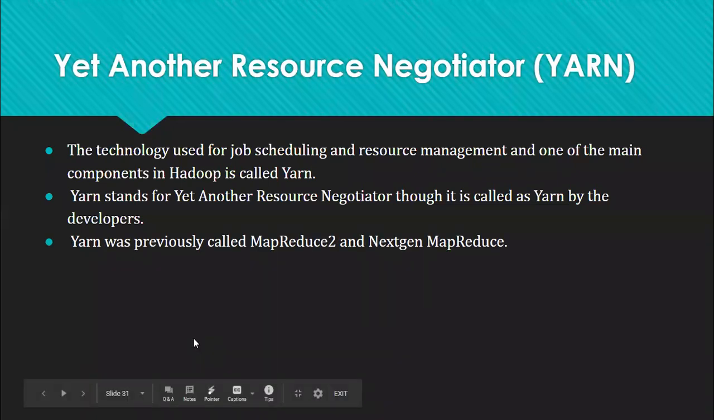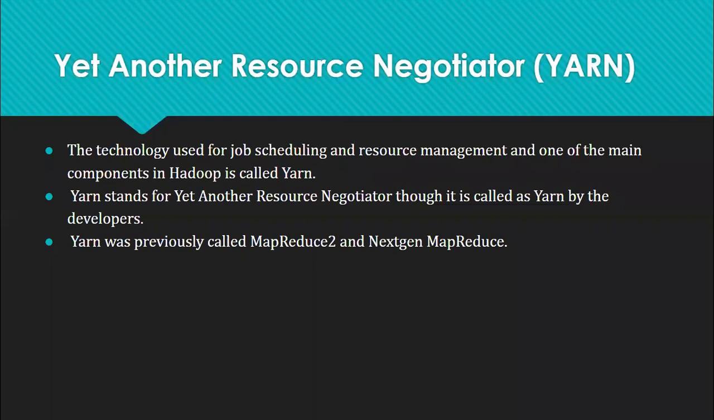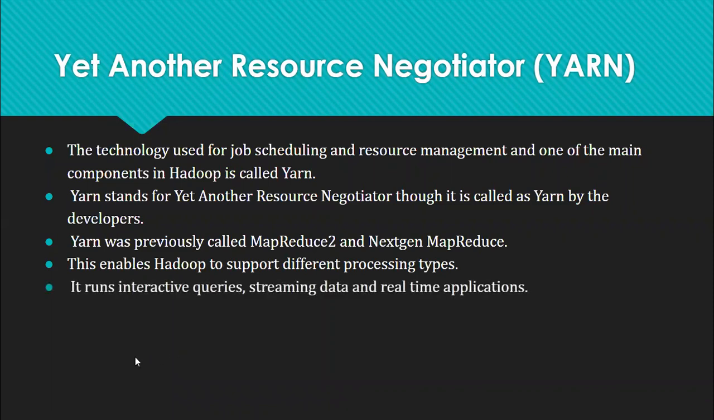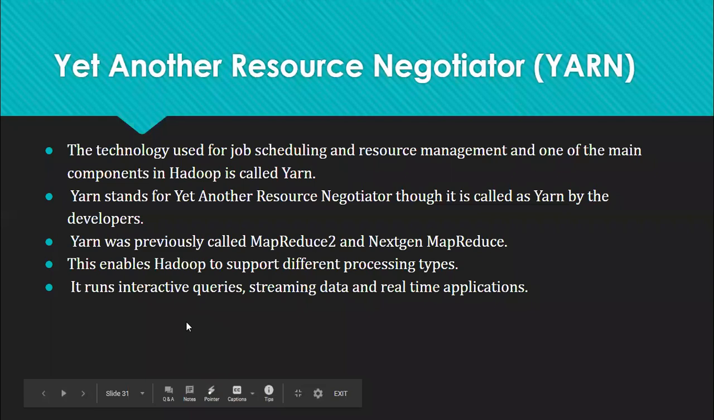YARN was previously called MapReduce version 2 and Next Gen MapReduce. So before the name YARN came, it was also known as MapReduce 2 or Next Gen MapReduce. This enables Hadoop to support different processing types. It runs interactive queries, streaming data, and real-time applications.